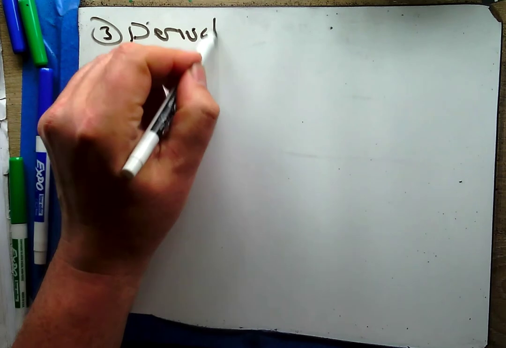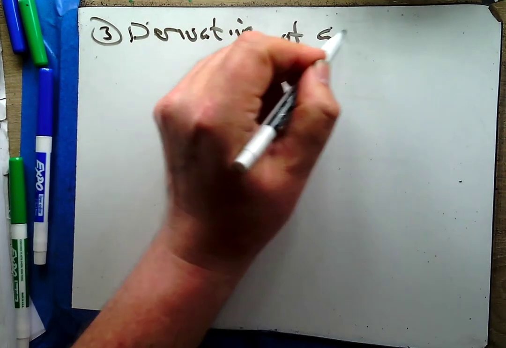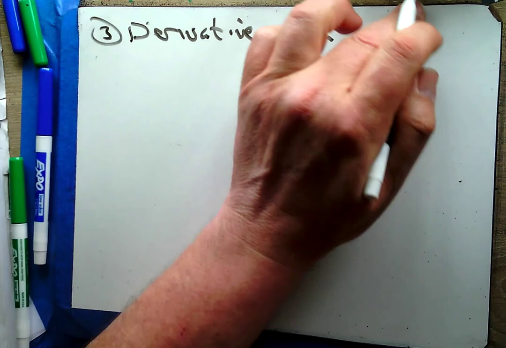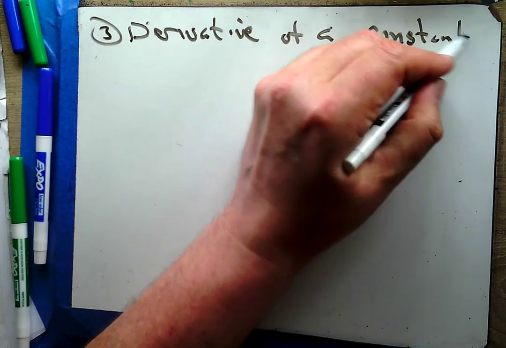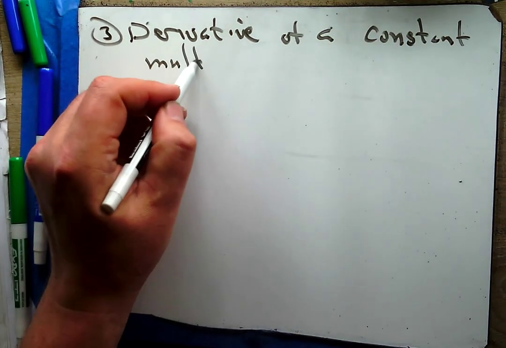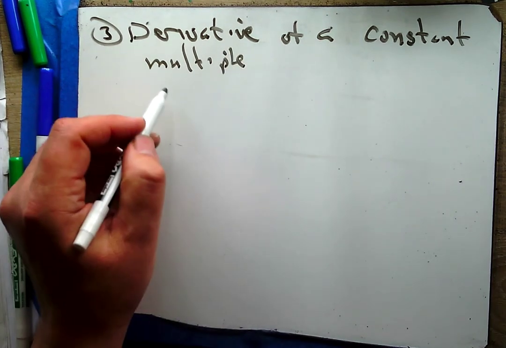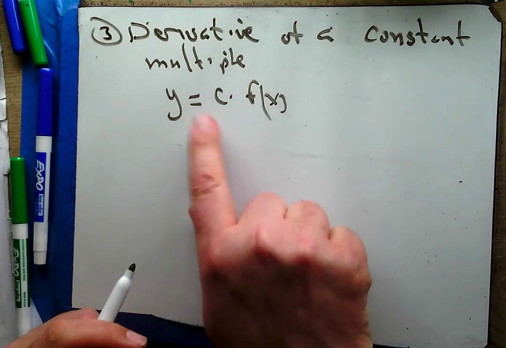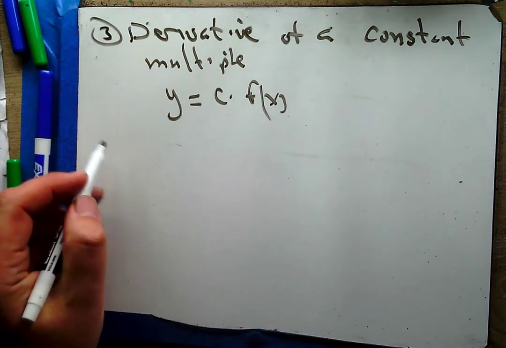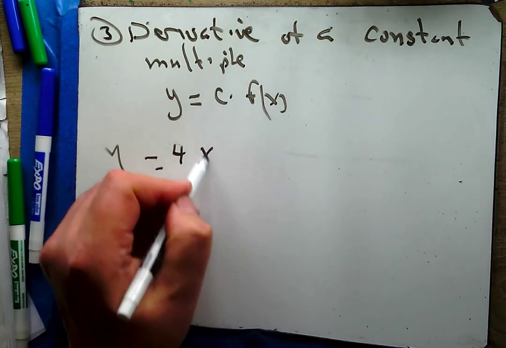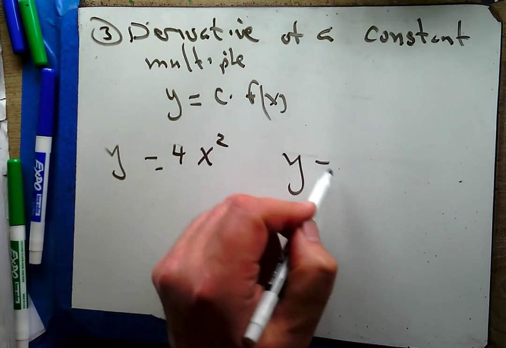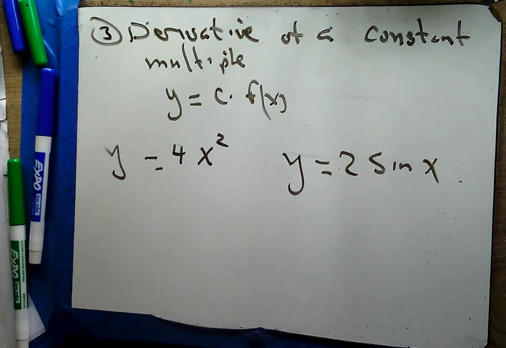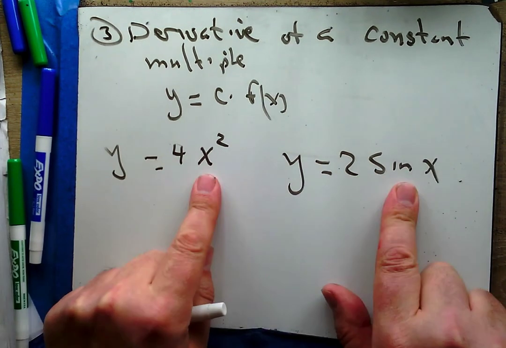Third, derivative of a constant multiple. What does that mean? y equals c times f of x. We've got some constant times a function, like y equals 4x squared, or y equals 2 sine x. We're talking about a number times a function.